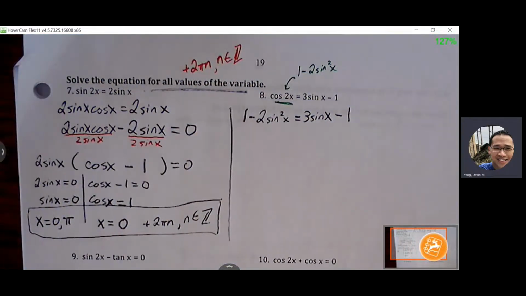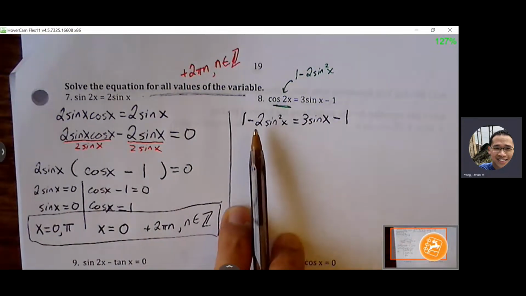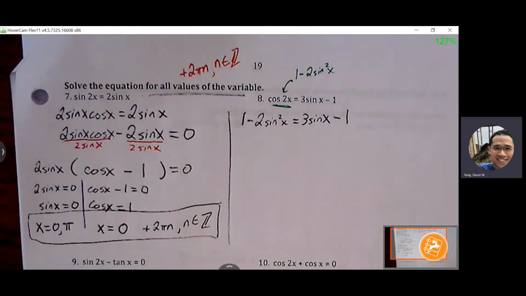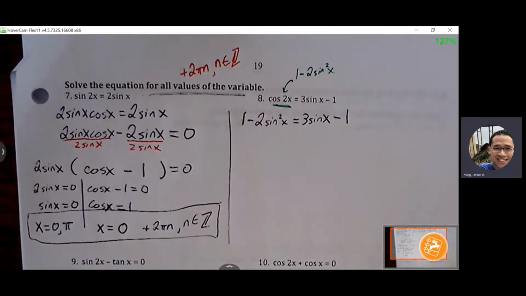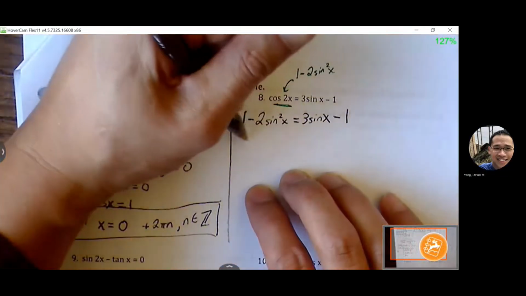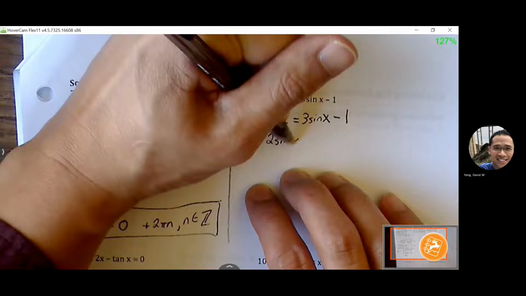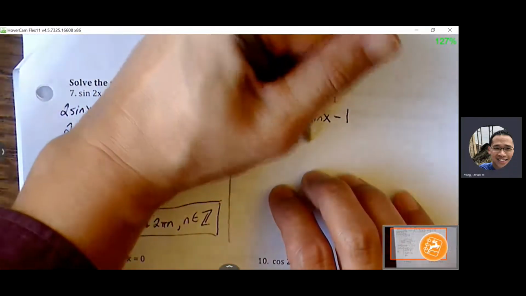Maybe I'll just go ahead and shift everything over to the right side because I know that factoring, my sine squared will come first. I would like my sine squared to be positive, so if I'm going to move terms anyways, I might as well move so that my first term is positive. It's just easier to factor if my highest degree, my x squared or my sine squared, is positive. -1, so it becomes -2.